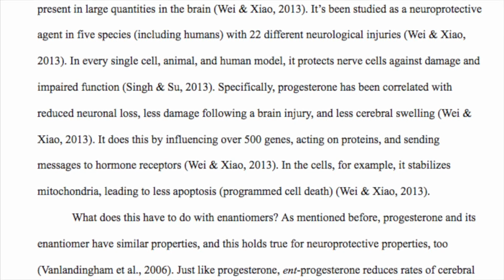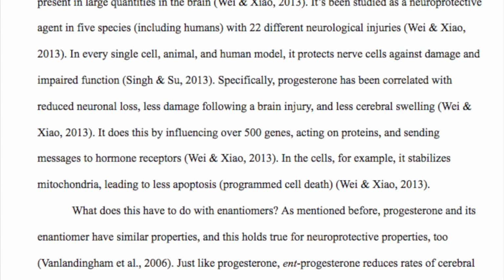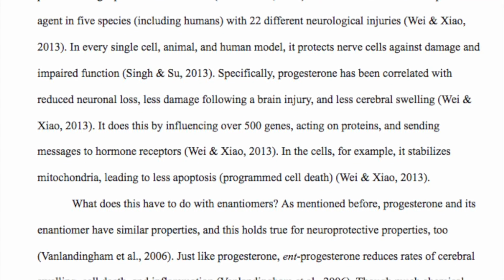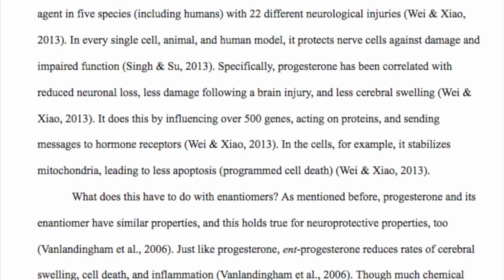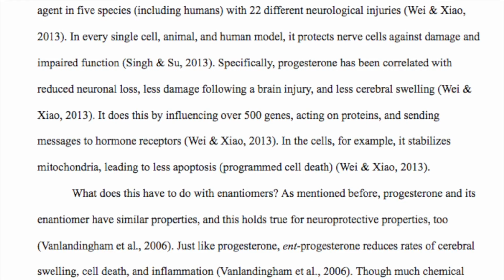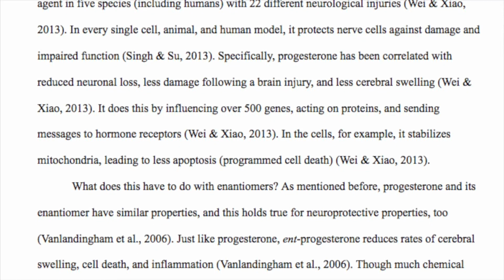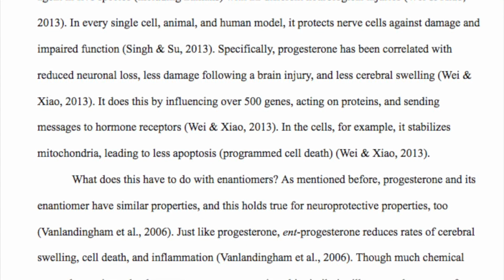Specifically, progesterone has been correlated with reduced neuronal loss, less damage following a brain injury, and less cerebral swelling. It does this by influencing over 500 genes, acting on proteins, and sending messages to hormone receptors. In the cells, for example, it stabilizes mitochondria, leading to less apoptosis, programmed cell death.